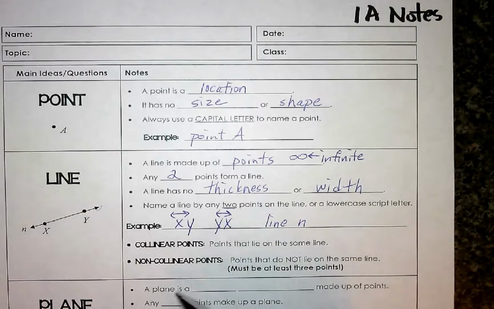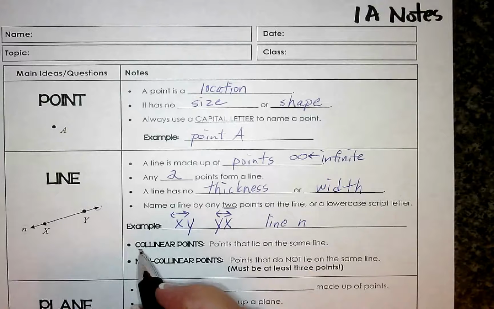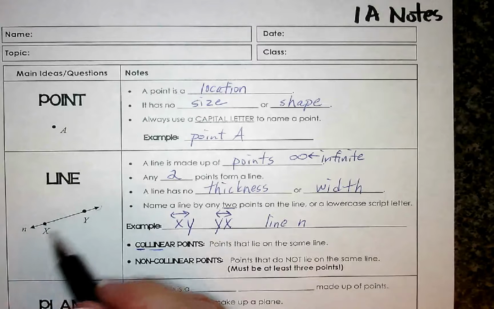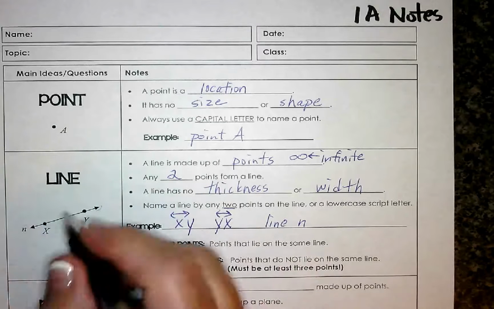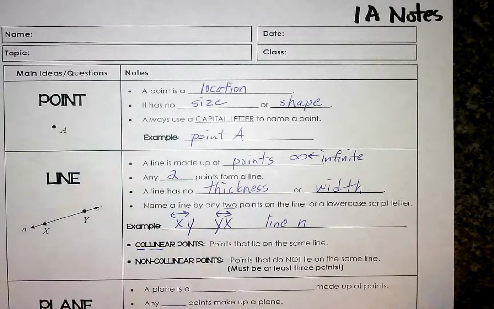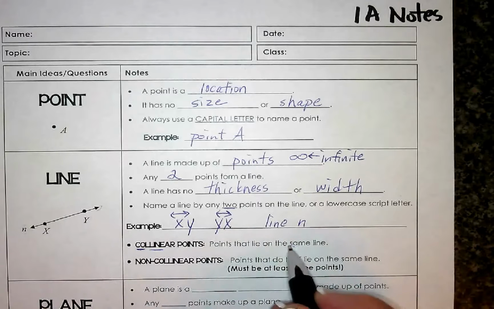We have 2 other terms or vocabulary that go along with points. One is called collinear. There's kind of keywords in there, co and line. Collinear are points that lie on the same line. So 2 points will always be on the same line. So if I had another point on here, those 3 points would be collinear. Same line.